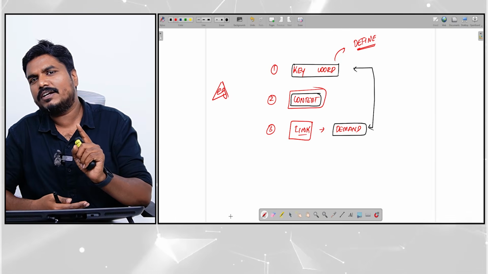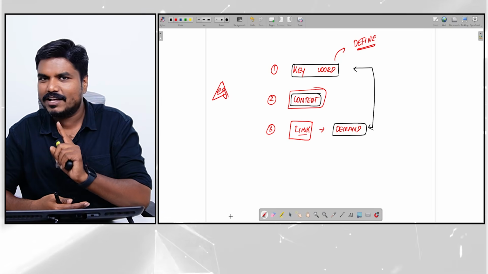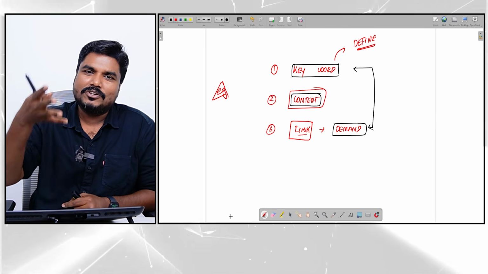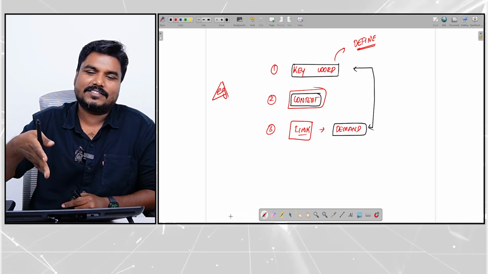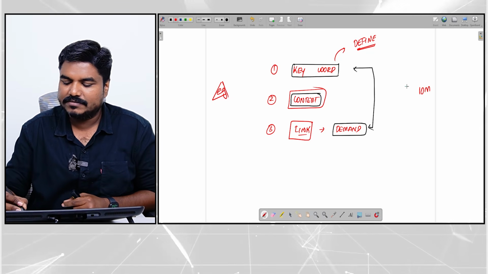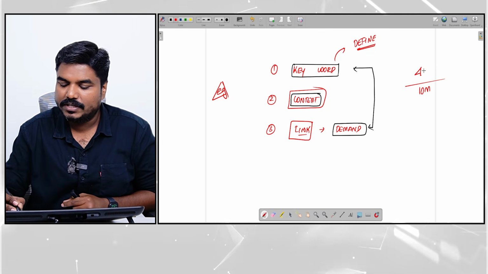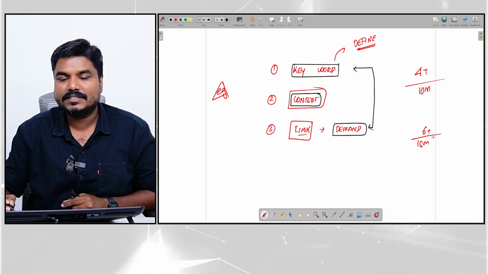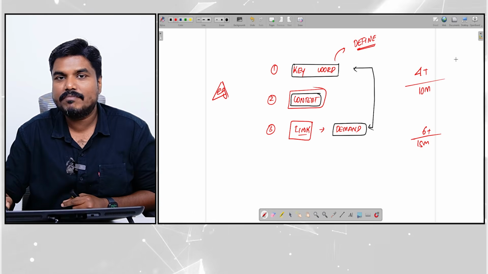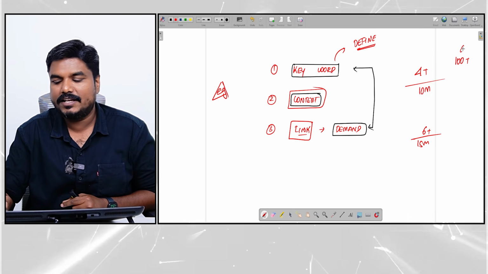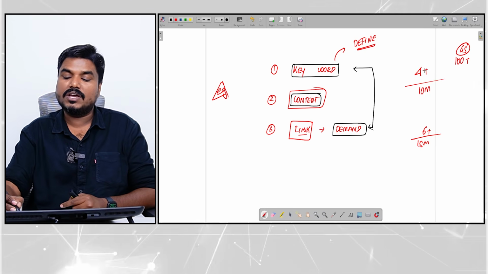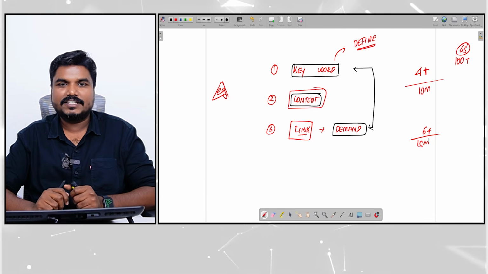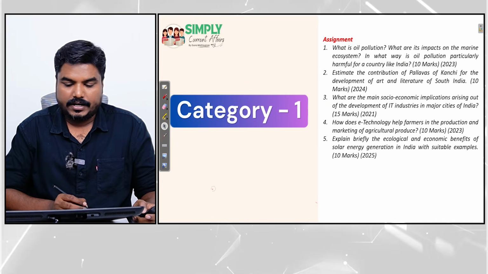An evaluator is not going to spend more than a minute evaluating one answer. In that 1 minute, you have to impress and make the evaluator feel compelled to give you more than 4 marks. In a 10 marker question, you have to get more than 4 marks. In a 15 marker question, you have to get more than 6 marks. Only then will you be able to cross 100 plus in general studies. Minimum you have to cross this, for which all this effectiveness has to be added.